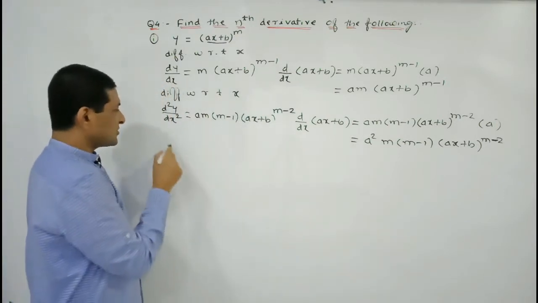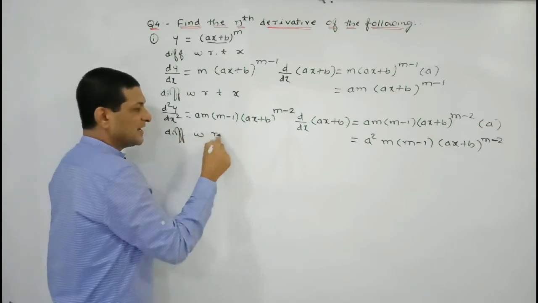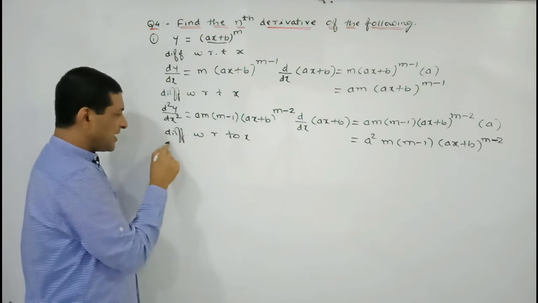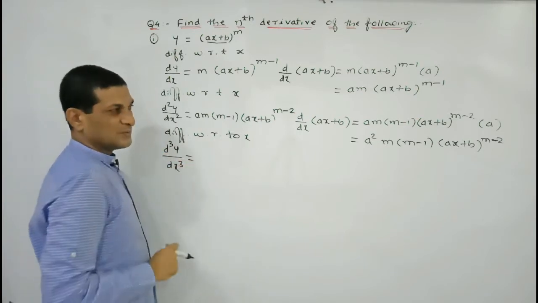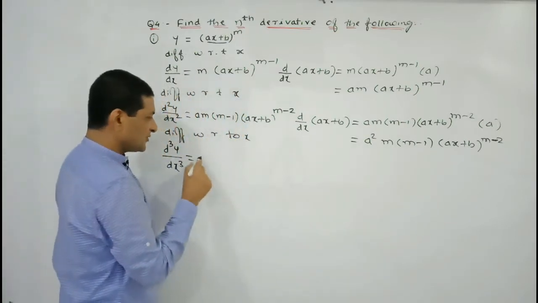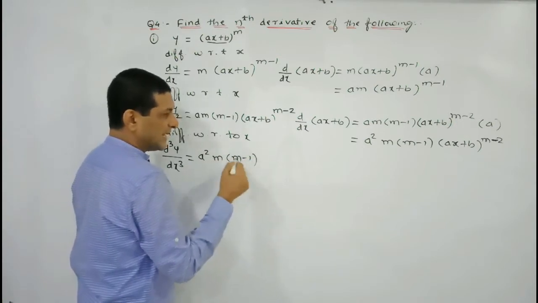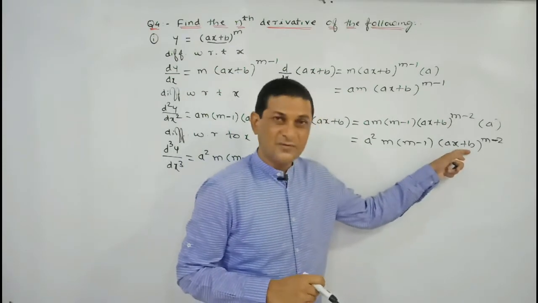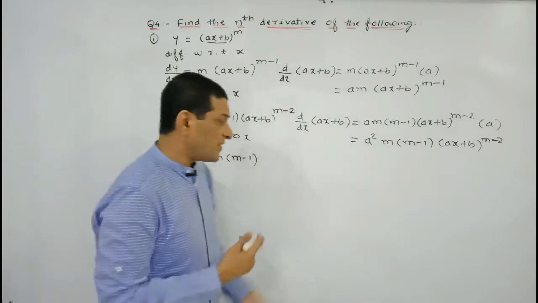Now let us try to find out the third order derivative. To find the third order derivative, we are again differentiating it with respect to x. So the derivative of d2y upon dx square is d3y upon dx cube, which is equal to, now its value is already known to us, we are just differentiating it. So a square m into (m minus 1), keep it as it is. Now we are finding the differentiation of this function, which is again in the form of f of x raised to power n. First take the power of f of x as a coefficient.